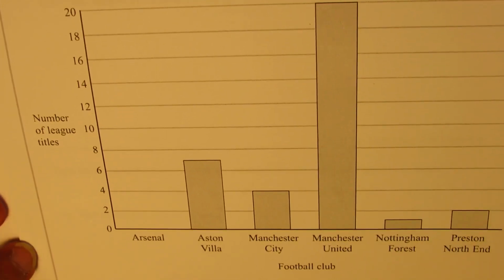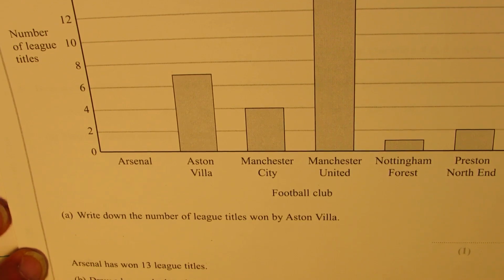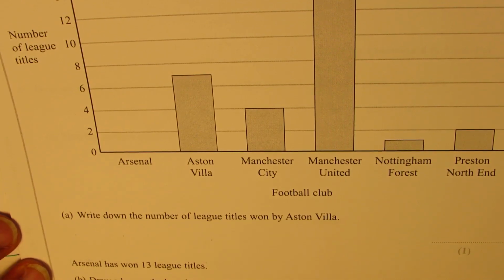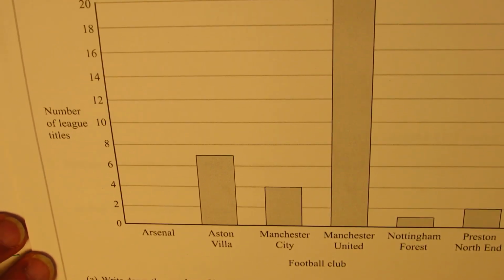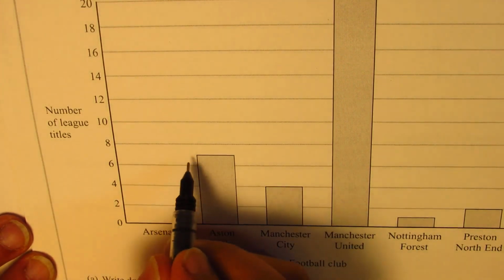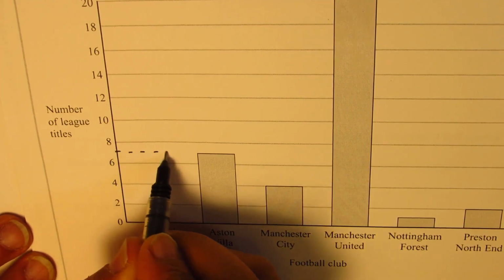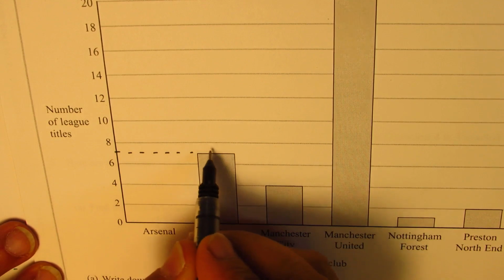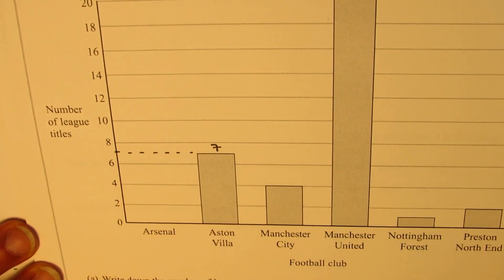The very first one is write down the number of league titles won by Aston Villa. This is Aston Villa and that is the number of titles. It is a value between 6 and 8, so it is 7. So that is the answer, 7.